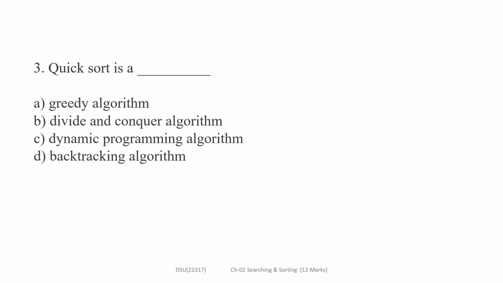Now third: quicksort is a greedy algorithm, divide and conquer algorithm, dynamic programming algorithm, or backtracking algorithm. The answer is divide and conquer algorithm.